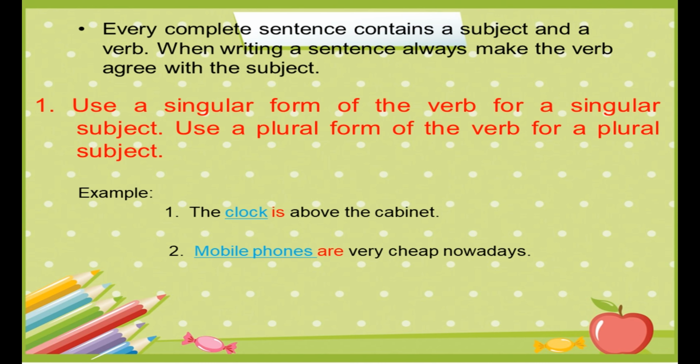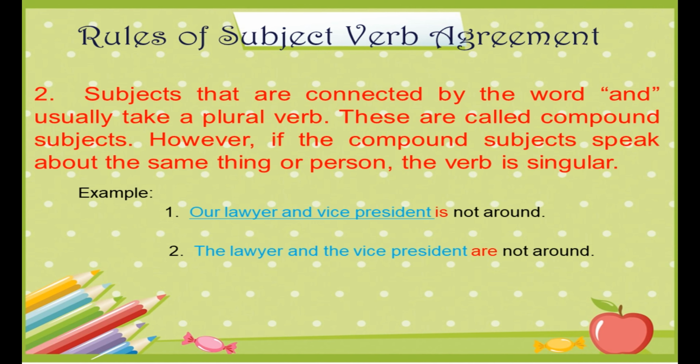Mobile phones are very cheap nowadays. Rule number 2. Subjects that are connected by the word "and" usually take a plural verb. These are called compound subjects. However, if the compound subjects speak about the same thing or person, the verb is singular. Example: our lawyer and vice president is not around. The lawyer and the vice president are not around.